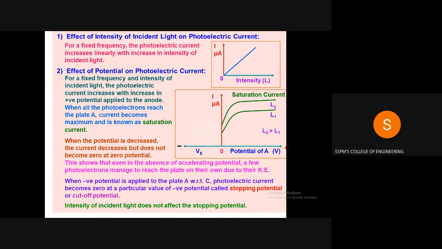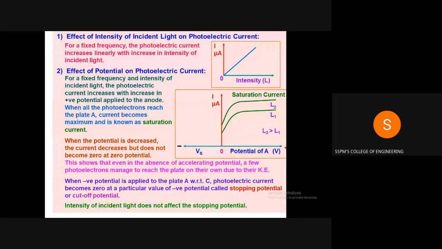So threshold frequency is simply, for a given metal to observe the photoelectric effect, we are required to supply radiation of a certain minimum frequency, below which no photoelectric current is observed. This minimum frequency of radiation is known as the threshold frequency. It is denoted by mu 0. That is the first point. Work function.